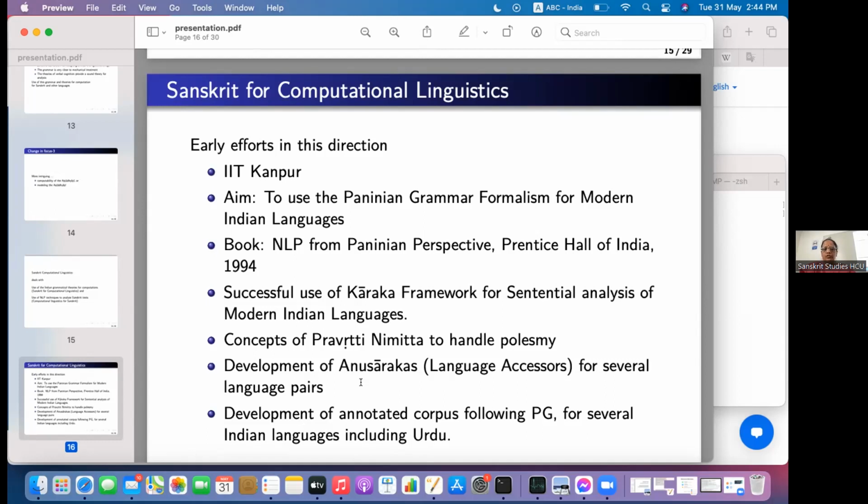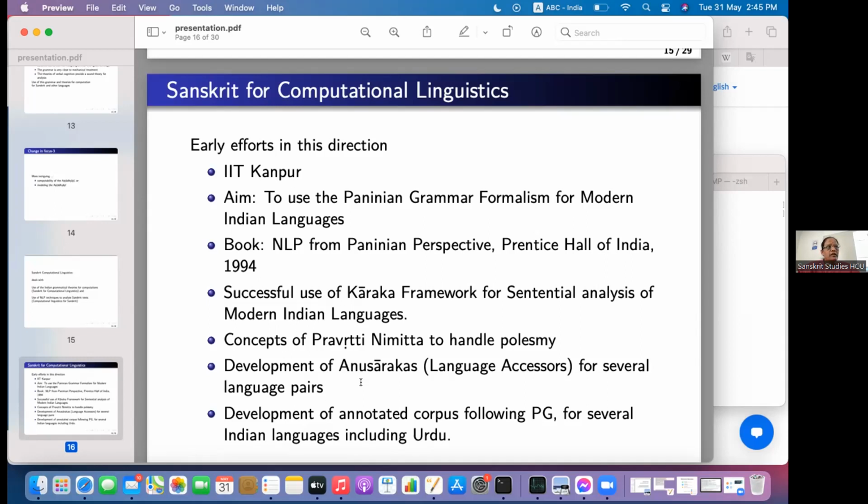The aim there was to use the Paninian grammar formalism for modern Indian languages. The efforts started sometime in the 1980s, and resulted in a book, Natural Language Processing: A Paninian Perspective, by Professor Sangal and Professor Vineet Chaitanya. This showed the successful use of the Karaka framework for sentential analysis of modern Indian languages, where they worked on Telugu and Hindi. The concept of pravrutti nimitta was used to handle polysemy.